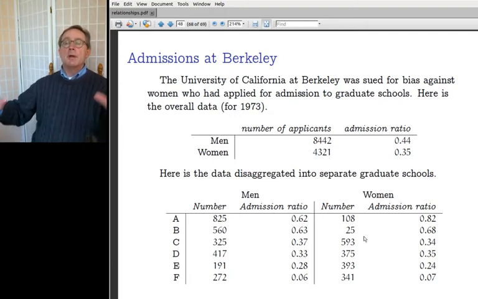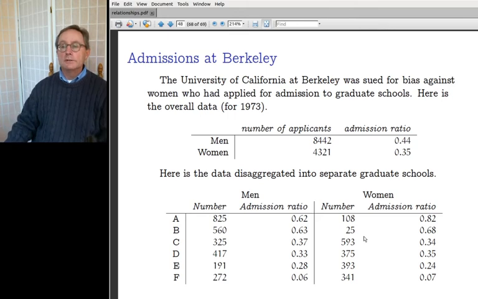So stepping back again from the 1, 2, 3s, when you take the data all grouped together, you come to one conclusion. When you take the data disaggregated, I'm not sure you come to the other conclusion, but you at least say to yourself something like, it's not perfectly clear, is it?